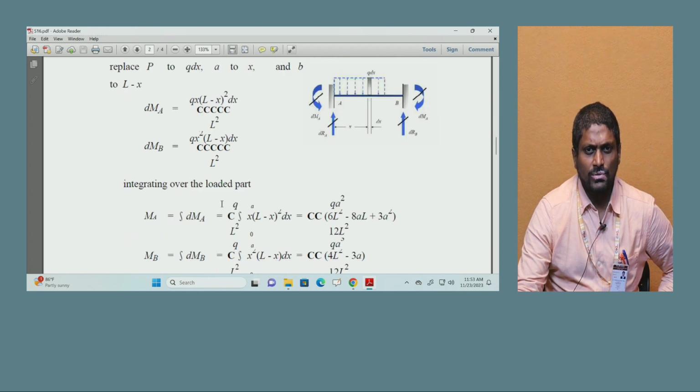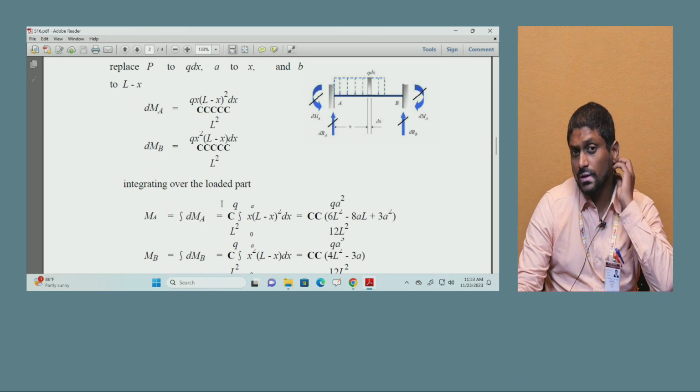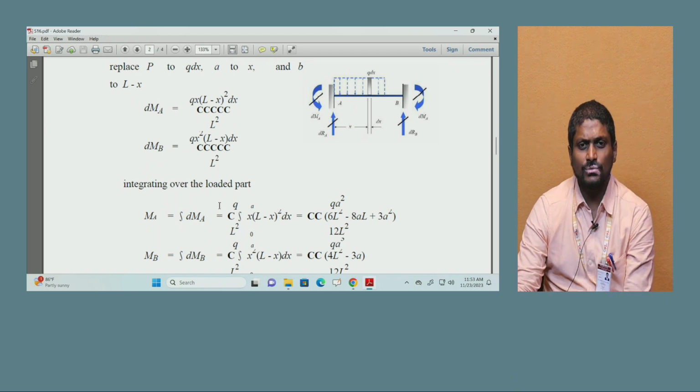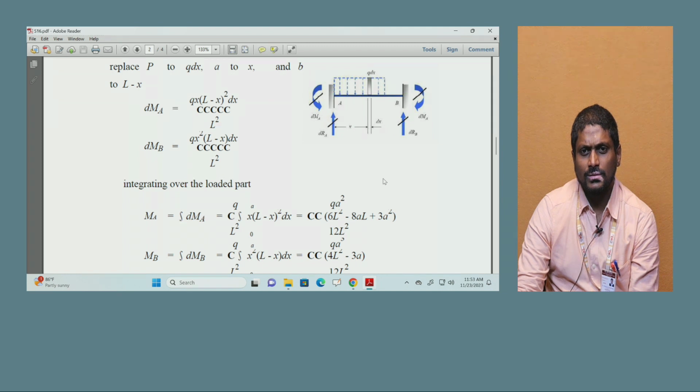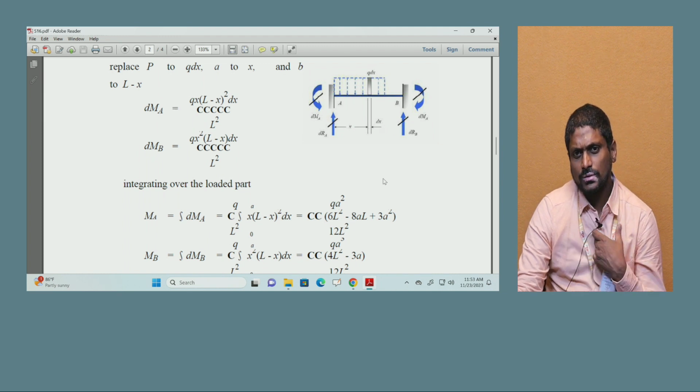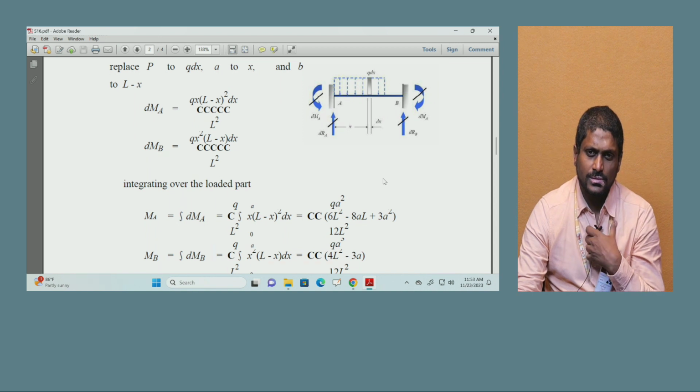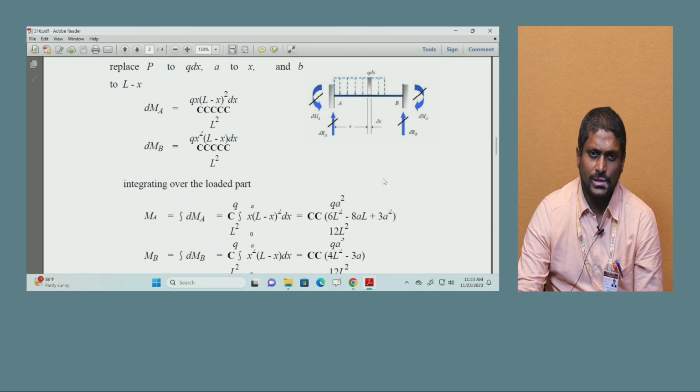Then integrating over the loaded part, MA equals the integration of dMA, which equals q by L square, with the integration range 0 to a, of x (L minus x) square into dx, and that gives q a square by 12 L square into 6L square minus 8aL plus 3a square.